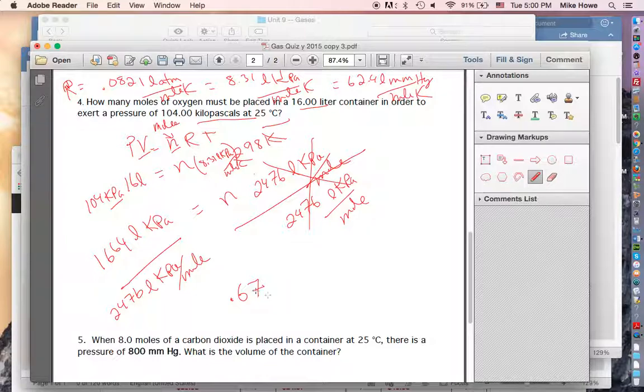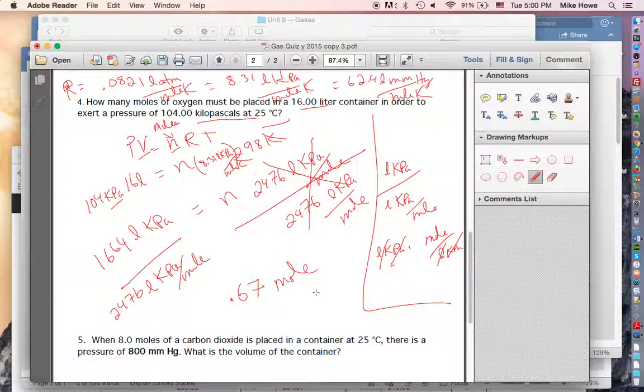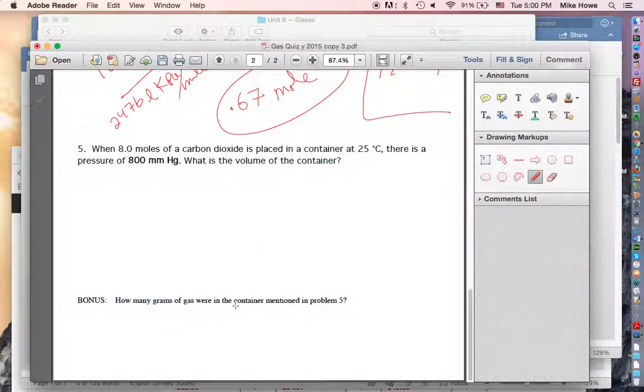Let's talk about units. I'll do the units over here on the side so you can see them. I have liter kilopascals divided by liter kilopascals over moles. So I have a fraction division again. When you divide by fractions, you multiply by the reciprocal. So you'd have liter kilopascals times moles over liter kilopascals. Notice what cancels. So my final unit is moles. Now let's take a look at the next question.